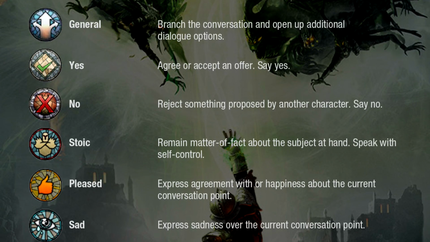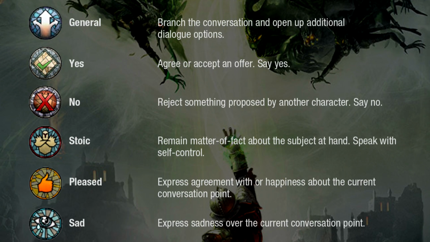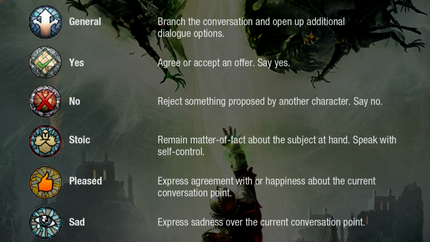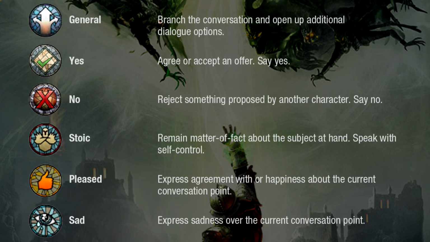Do you find yourself confused by some of the dialogue wheel graphics in Dragon Age Inquisition? We're going to take a look at what exactly each of those graphics means, and go over some quick ways to help you remember while you play.